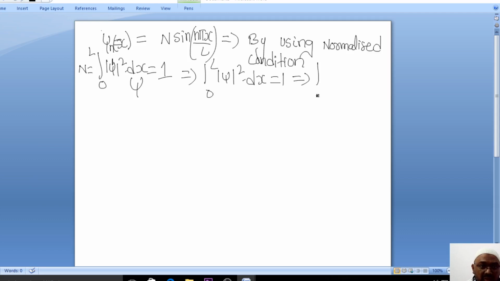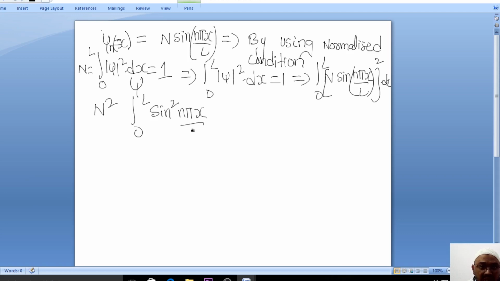See, so from 0 to L, now n sine n pi x by L, squared, into dx. So now what we are doing: n squared, just keep outside n squared, integration from 0 to L of sine squared n pi x by L into dx, right? So now which is equal to 1.